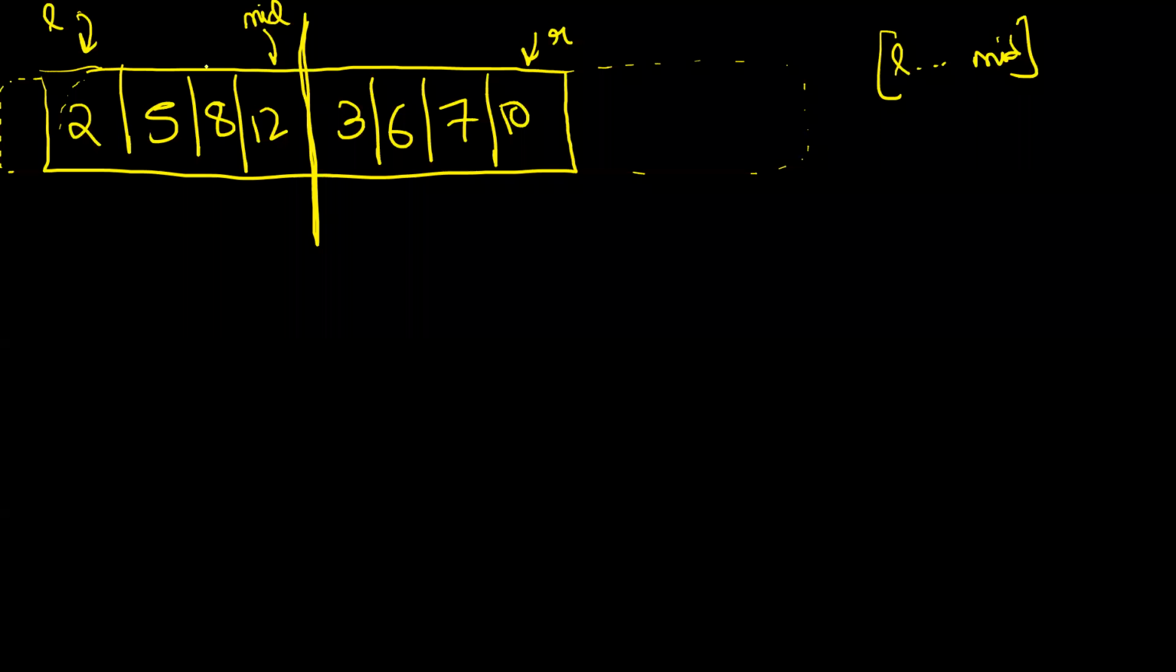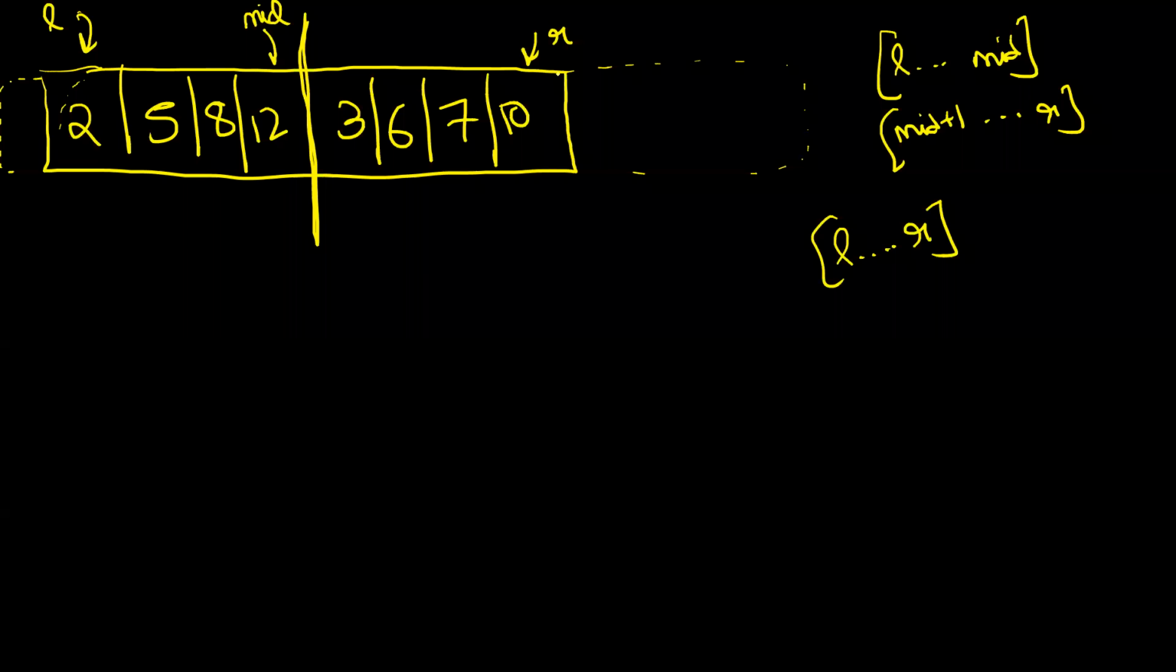See, a sorted part of an array: 2, 5, 8, 12. And from index mid plus 1 till index R, 3, 6, 7, 10, is another sorted part of the array. So instead of having two different sorted arrays, I have two sorted subparts in the same big array. Now I ask you, can you merge these two sorted parts such that from index L to index R is sorted?